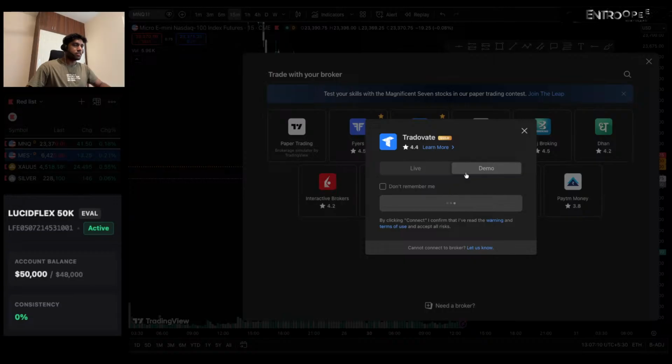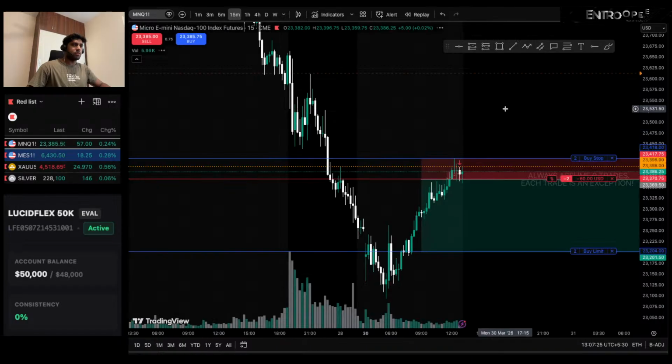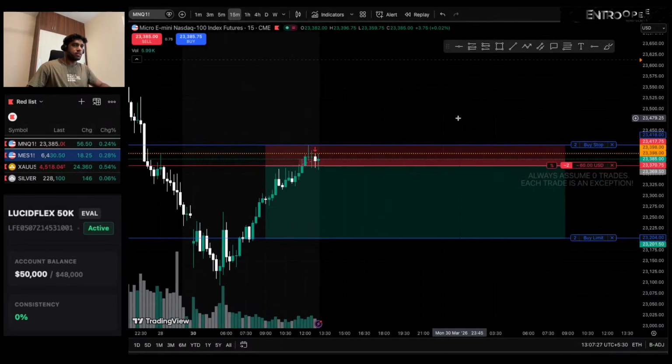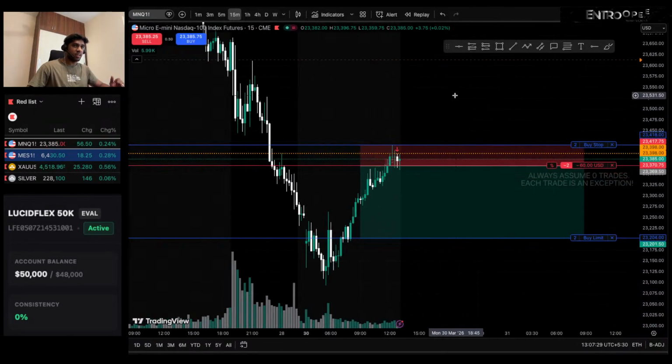Since it's the first trade, I've entered for a very small SL. The SL that I've put is actually I think 160 or $180. I've kept such a small SL because since it's my first trade, I thought I'll risk less and see how it behaves.